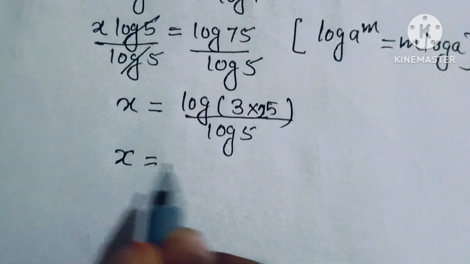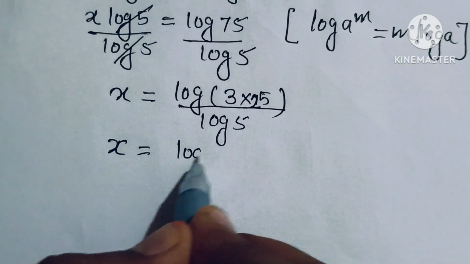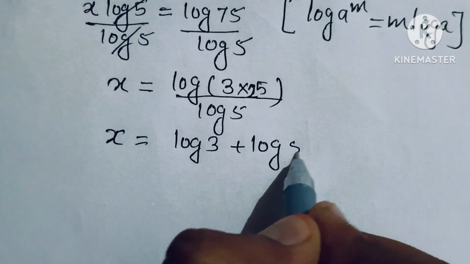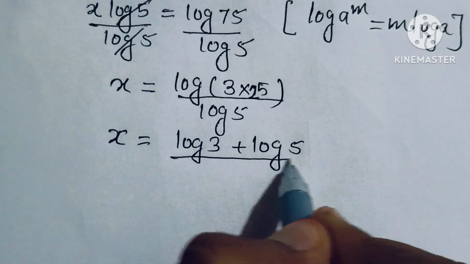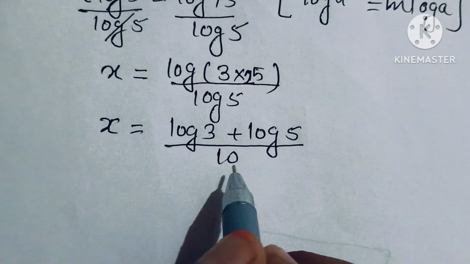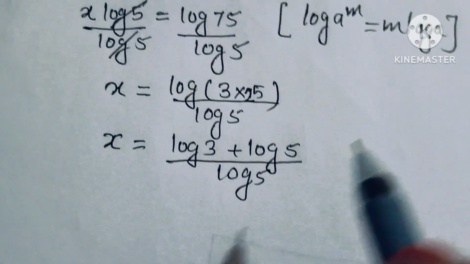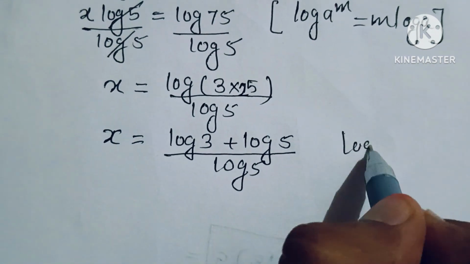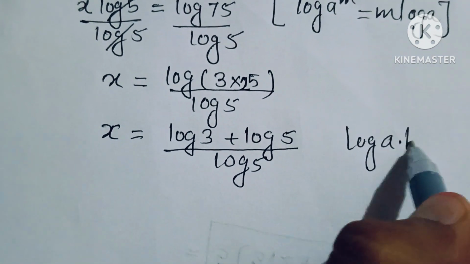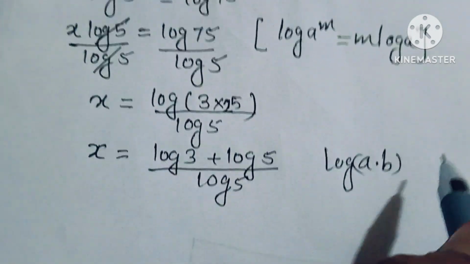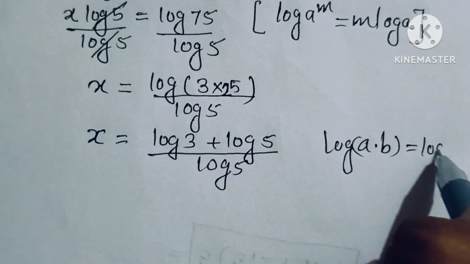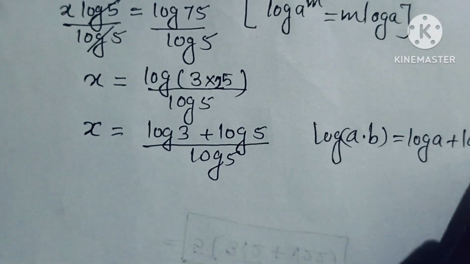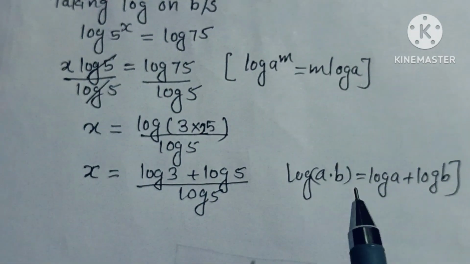X equal to log of 3 plus log of 25, divided by log of 5. Here we have used one formula, that is log of a into b equal to log of a plus log of b.